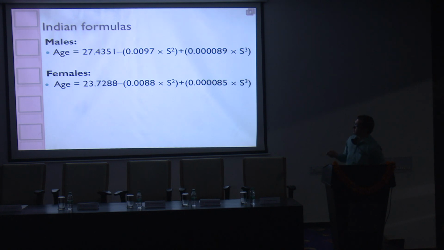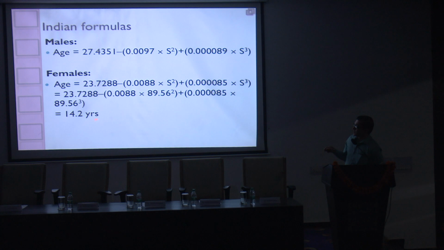So we've developed these Indian formulas, and now when you substitute 89.56, you notice that there is a marked improvement in estimating the age of the same case. So such population specific formulas are vital in age estimation. It can enhance your estimation of age. So this is as far as Demirjian's method is concerned, at least for the time being. I'll come back to Demirjian's method a little later.